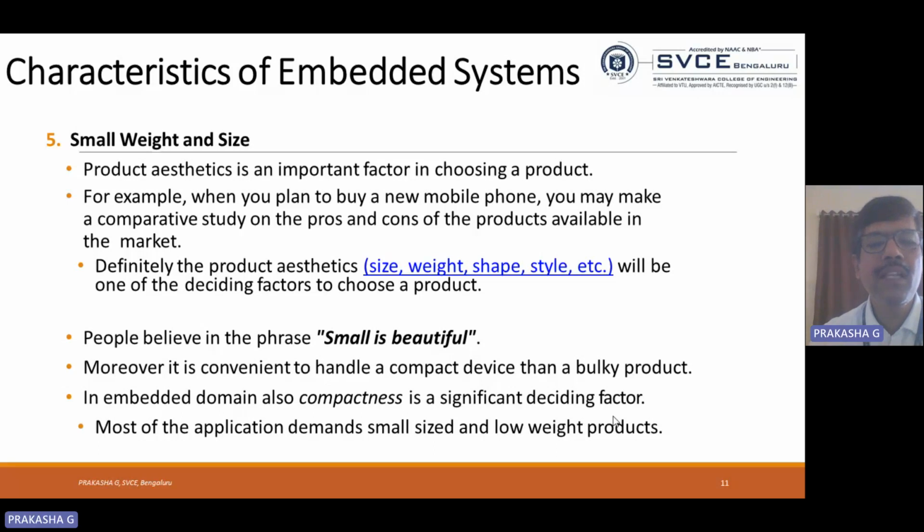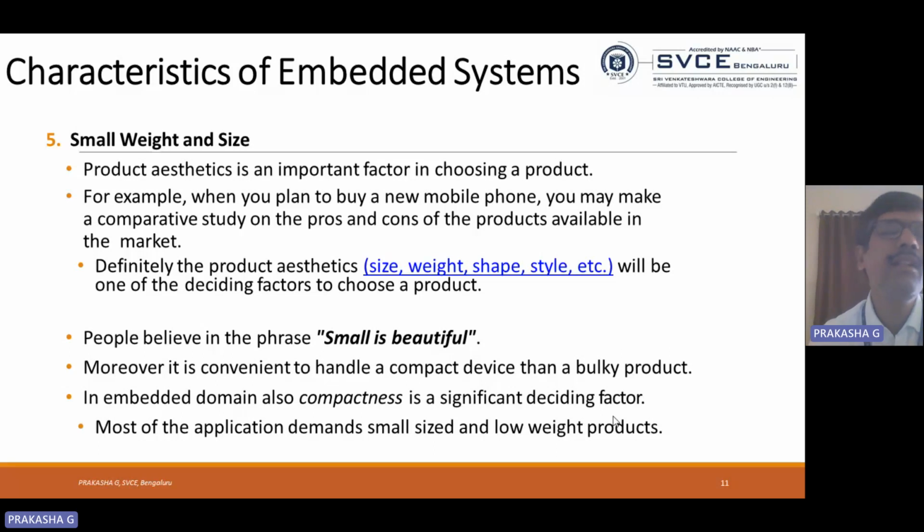People believe in the phrase small is beautiful. Moreover, it is convenient to handle a compact device than a bulky product. In the embedded domain also, compactness is a significant deciding factor. Most applications demand small sized and low weight products. See, whenever I'm having a smartwatch, or a handheld gadget, a gaming device, it should be handy. It should not be too big to carry. It should not be too big to operate also. So size is very important and weight also very important.